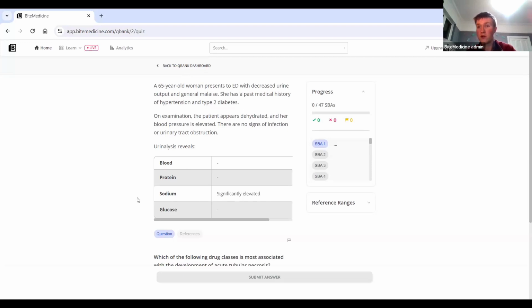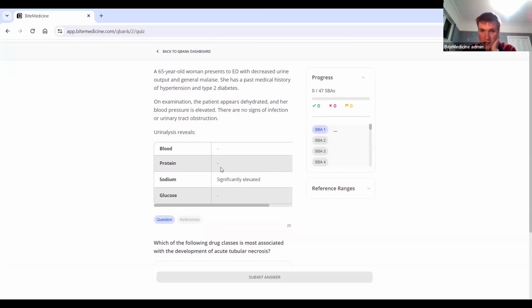Now, when sodium is high in the urine, what that's essentially telling you is your kidneys haven't reabsorbed it. So in that tubular system, they've not reabsorbed the sodium that they should have. One of the most common reasons for this is acute tubular necrosis. So essentially the tubular cells die. That's what I'm thinking currently.